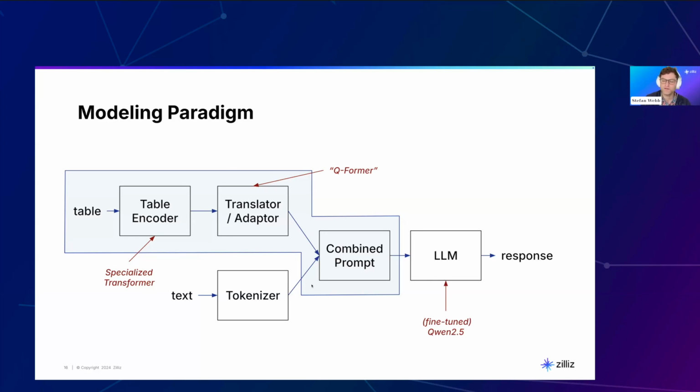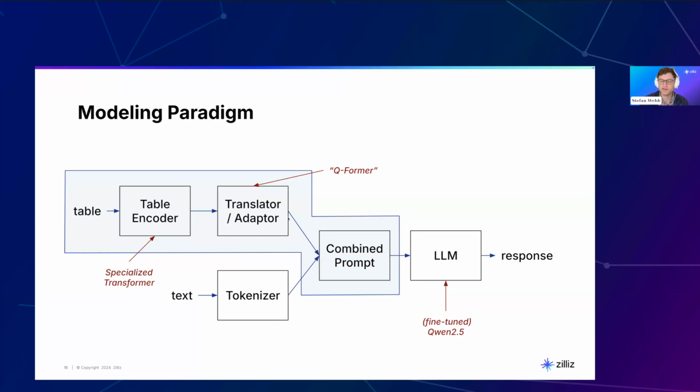And then separately, everything within the shaded box is something new that goes one step beyond the standard LLM paradigm. So separately, you have your text, you tokenize that. So this might be the question that you're asking of the table. We have a table encoding and a text string that will be encoded. We need some way to translate between the two.